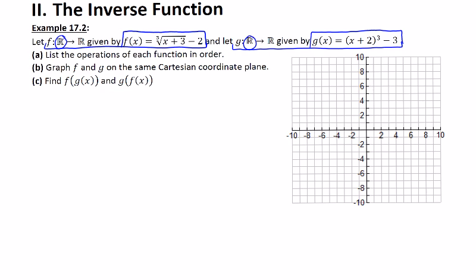And the first part of this, I want you to list the operations of each function in order. So for F, I want you to think about what would be the appropriate steps that I would have to take in order to be able to find the y value given a particular x. That's what the equation does. The equation gives us the steps to be able to do that.